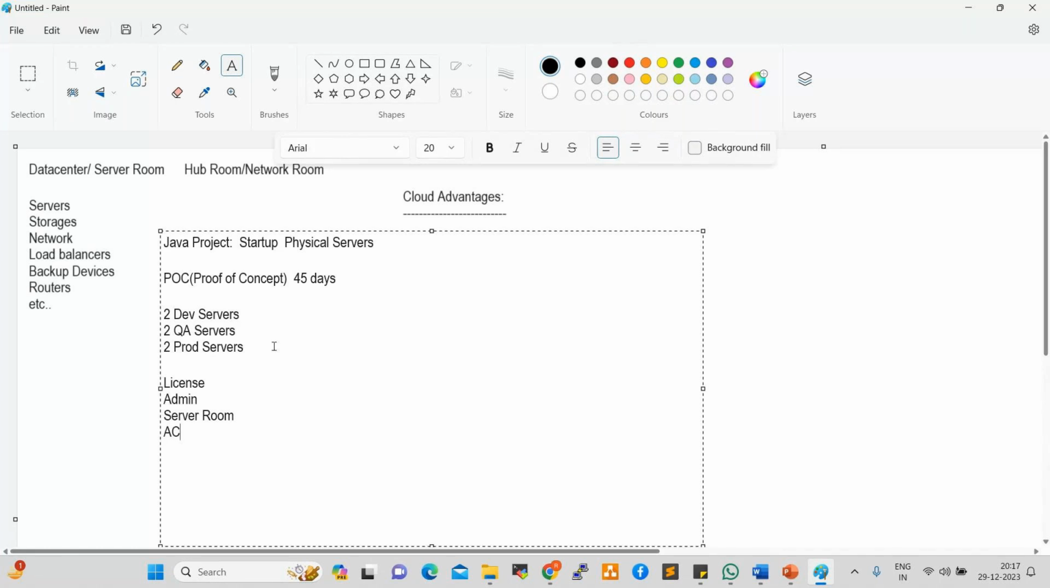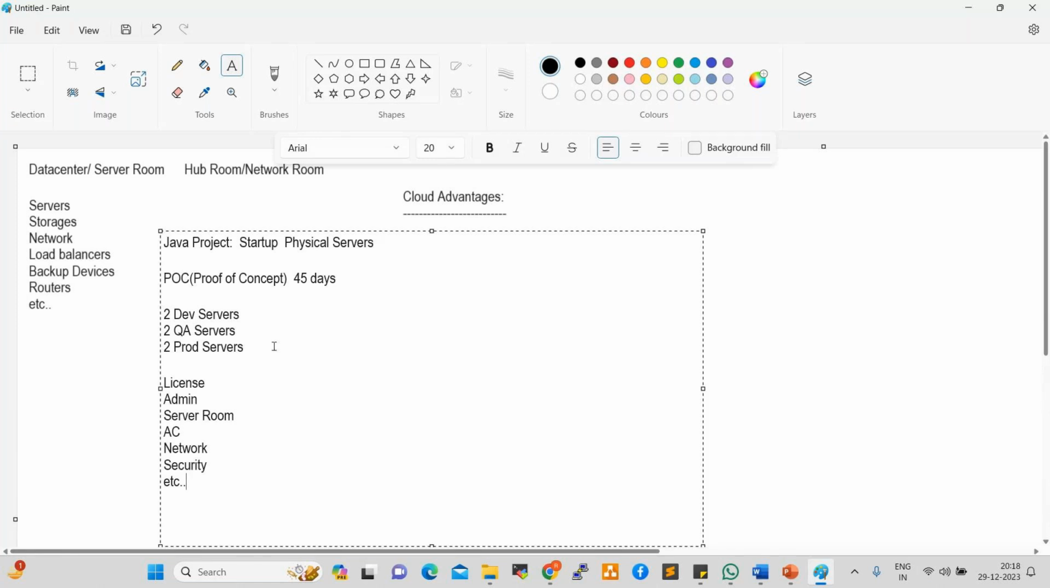Fine. And also we require network, we require server room security, right? And we require other things also. Yeah, these are all required. Okay. So to set up the servers, we require all these things, right?